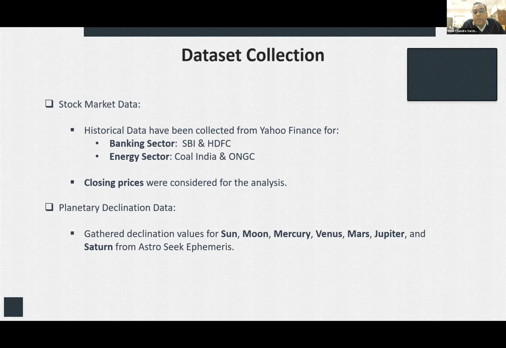From the stock price data, I have considered the dates and the closing price of each stock on a daily basis. Regarding the planetary declination data, I have recorded the data for Sun, Moon, Mercury, Venus, Mars, Jupiter, and Saturn, and have executed the code for each of them individually and recorded the results.